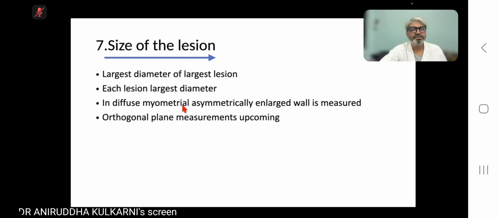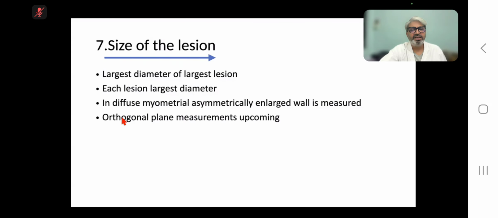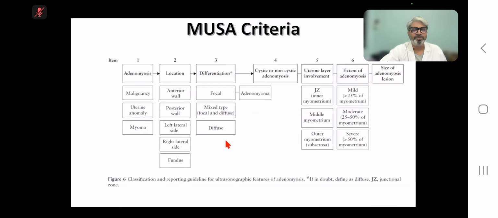Size of the lesion, so that's the last point to consider. The largest diameter of the largest lesion we will take into account. Each lesion's largest diameter can be considered. In a diffuse myometrial asymmetrical enlarged wall, it is measured, and orthogonal plane measurement is upcoming. And I think as we have started doing the 3D mapping of fibroids, eventually we will end up doing the same thing. So it's as simple as that.